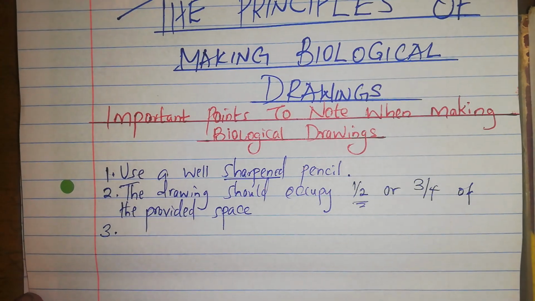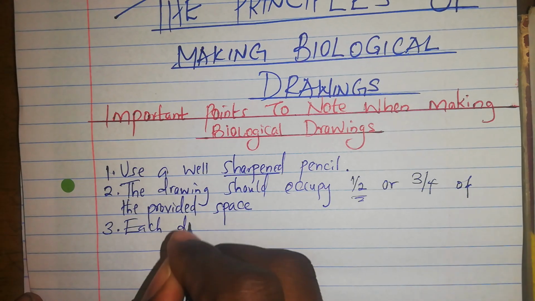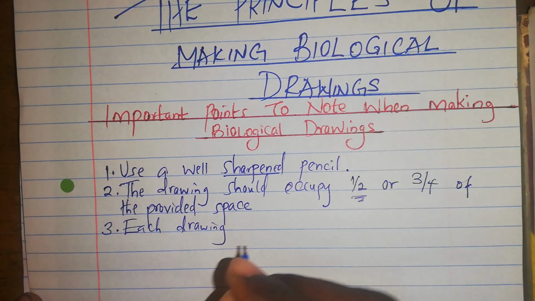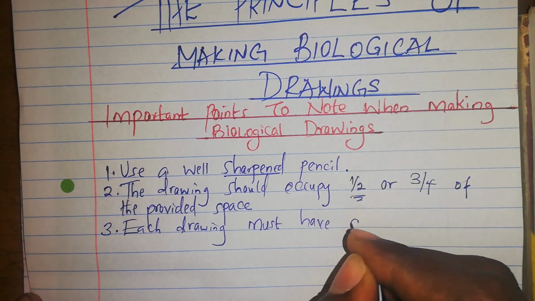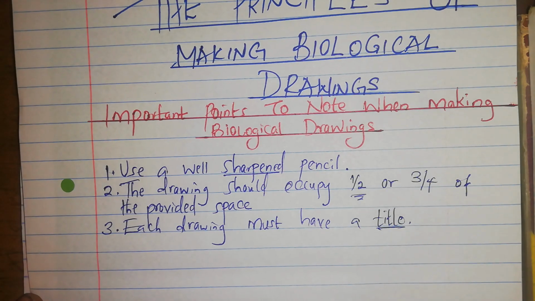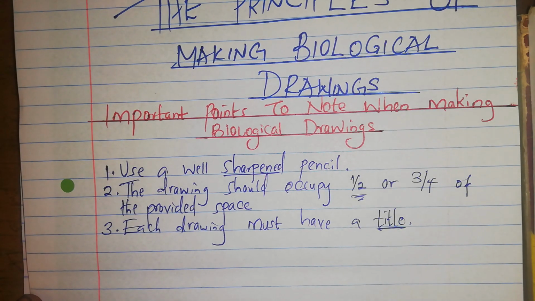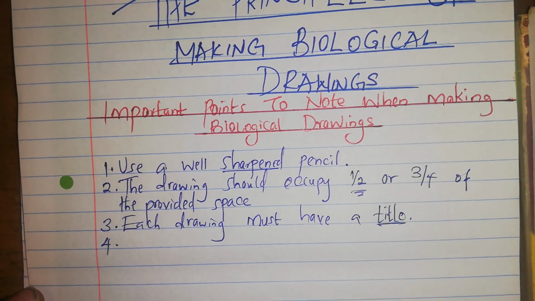Number 3, each drawing must have a title. Each drawing must have a title. Title for each drawing. For example, I will give you 2 examples of drawings that we will make. So we must have titles for the drawings.